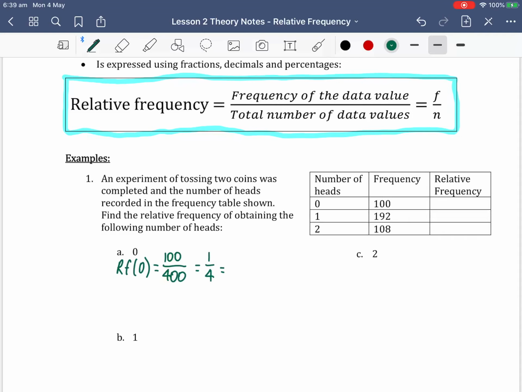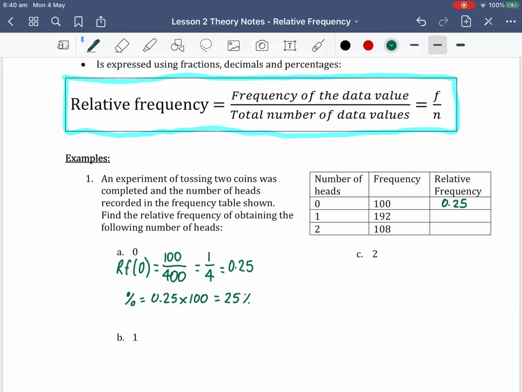which simplifies down to 0.25 as a decimal. So we're going to write it up in our box as a decimal today. Some of the questions that you do will ask for it as a fraction, as a decimal, or as a percentage. So to get it as a percentage, we get our decimal of 0.25 and we times it by 100. So we'll get 25%.